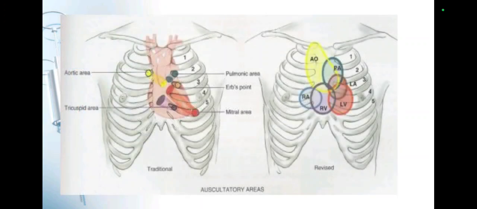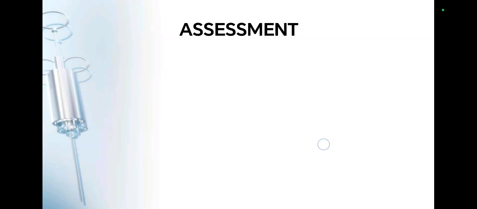So this is the zigzag pattern. You may start with aortic and then go to pulmonic, and then go to Erb's point, and then go to tricuspid, and then mitral area. So you can use this zigzag pattern during your auscultation.